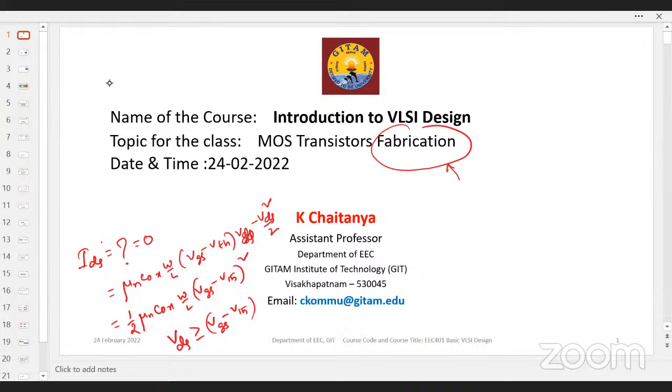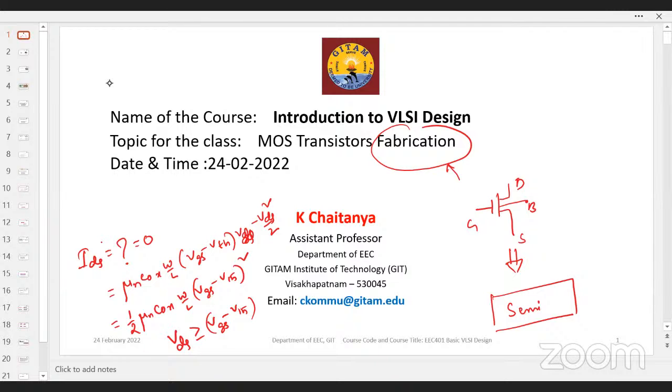By the way, we know that this is the symbolic representation of a MOS transistor. Of course, it is a 4-terminal device. We have a gate, drain, source, and body. Agreed? Now, we need to realize this on a semiconductor. So we have to take a piece of semiconductor and do this, right?